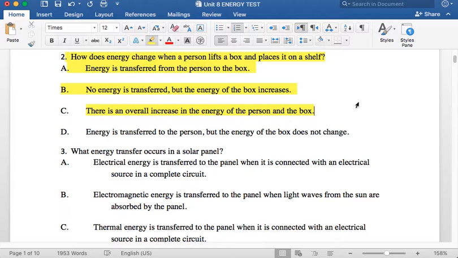C. There is an overall increase in the energy of the person and the box. D. Energy is transferred to the person, but the energy of the box does not change.